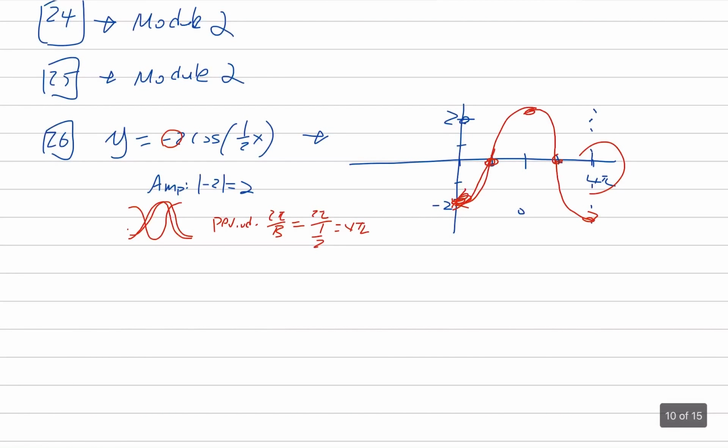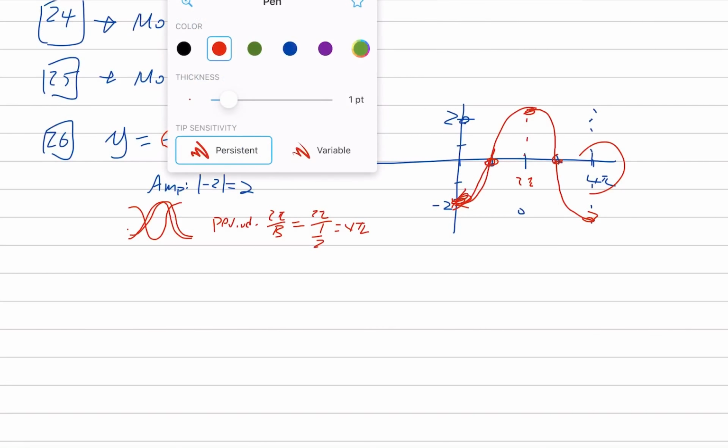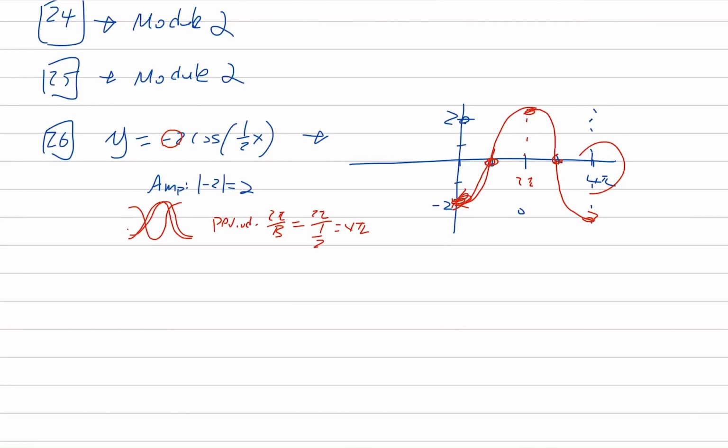And this will be 2 pi. Okay, so that's a generic idea. And let me do a few more. I'm not going to do all of it, but let me pick something different.